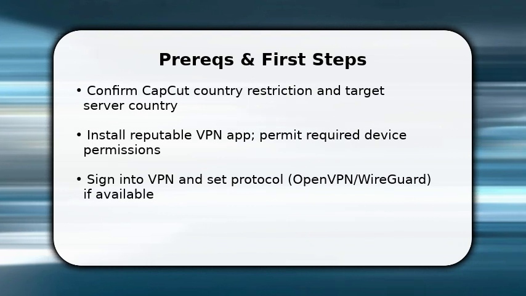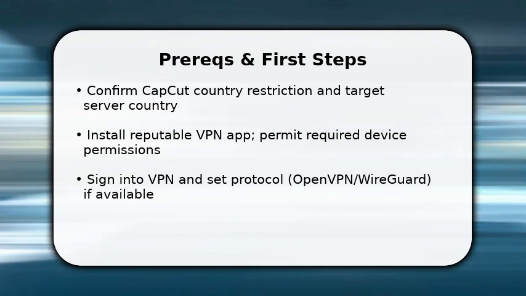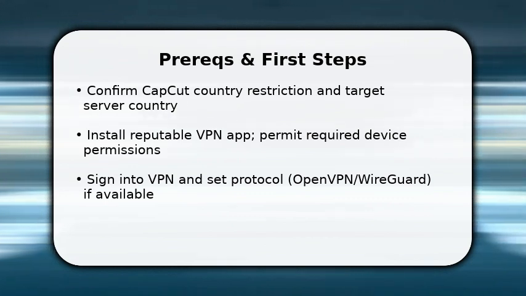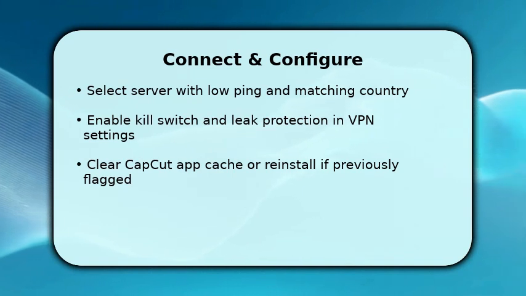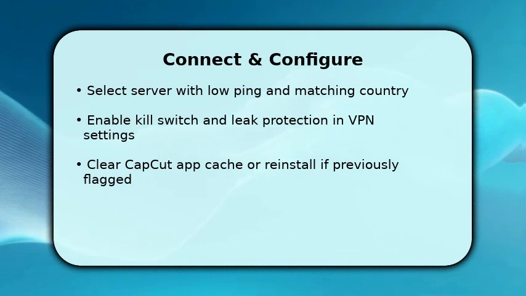Also set the VPN protocol, WireGuard or OpenVPN, because protocol affects speed and stability. Make sure your device's date/time and OS are updated so secure certificates validate properly. Now you connect and configure. Choose a nearby server in the target country to reduce latency and improve upload/download speeds.